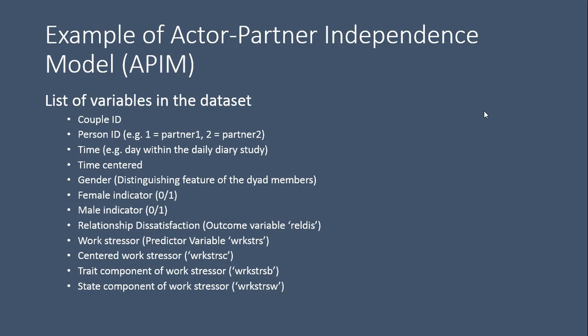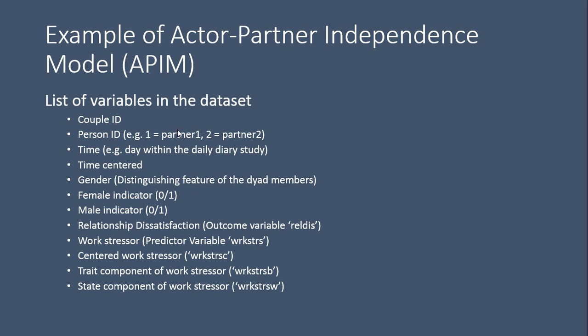The dataset has a list of variables: couple ID, person ID, and a time variable by which the repeated measures of their dissatisfaction and work stress were recorded. Here, gender is the distinguishing feature of the dyad members. Sometimes in a dyad, the members may not be distinguishable, but in this case, we have a distinguishing feature. The female indicator and the male indicator are two dummy variables, which we created during our analysis. They are not part of the main data set.